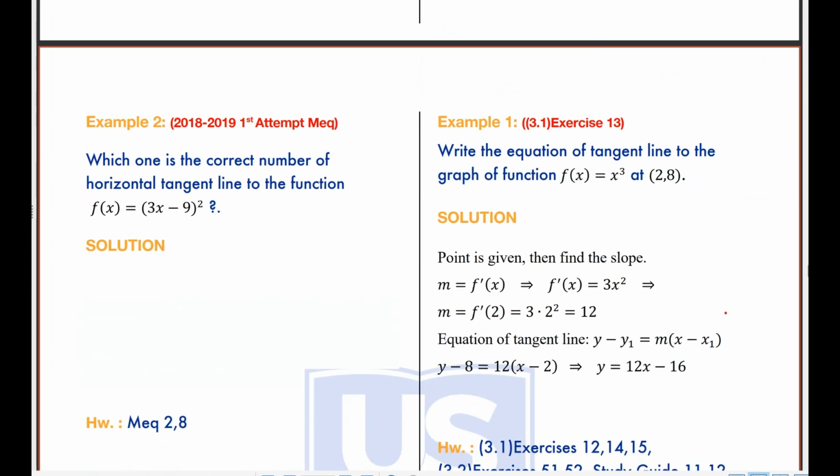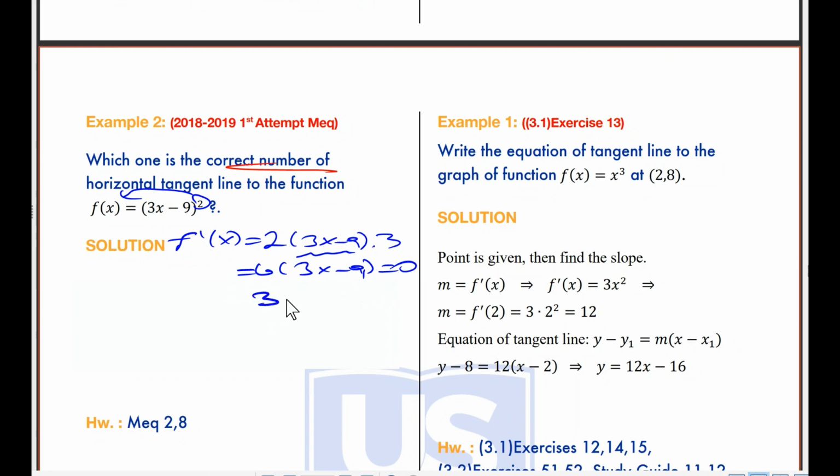One last question, and I'll finish this lesson. What's the correct number of horizontal tangent lines? So take its derivative, f prime of x equals, there's a power, bring down the power in front, multiply it by the derivative of the base, which is 3, so 3 by 2, 6, 3x minus 9, equalize it to 0. Divide both sides by 6, 3x minus 9 is 0, bring 9 to the other side, divide by 3, x is 3. So what's the answer? The answer is not 3. Be careful.